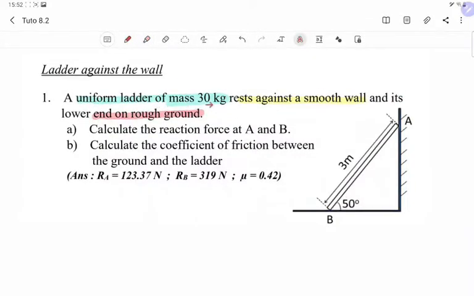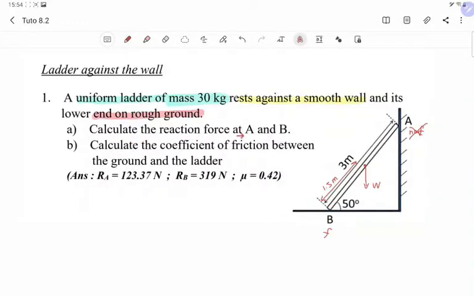Okay, so the first statement gives us the idea that we need to consider the weight, and this ladder is a uniform rigid body. So to draw the vector for the weight, it must be located at the center of the ladder. Here is the center of the ladder. So this length over here is half, it becomes 1.5 meter. Then rest against smooth wall, meaning that at point A, no friction. And then its lower end on rough floor. Therefore, at point B, there will be friction force.